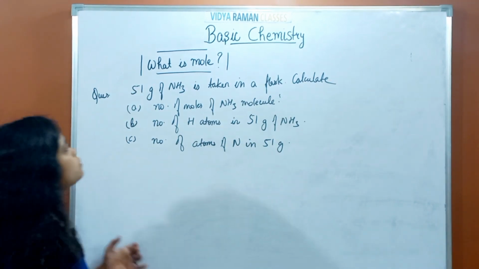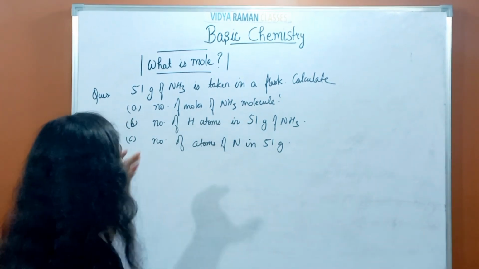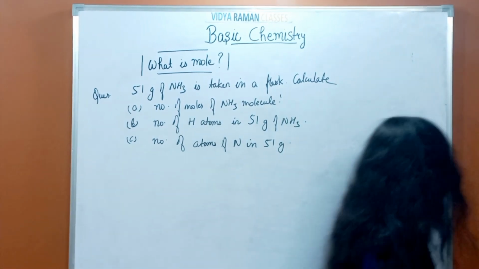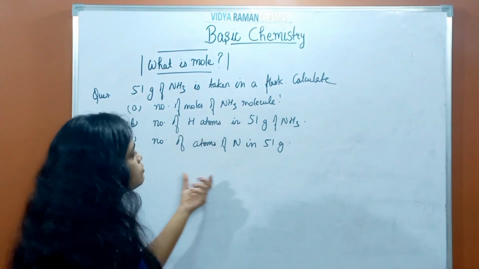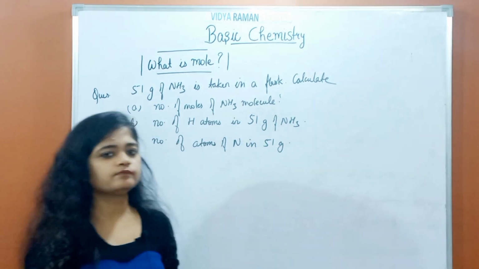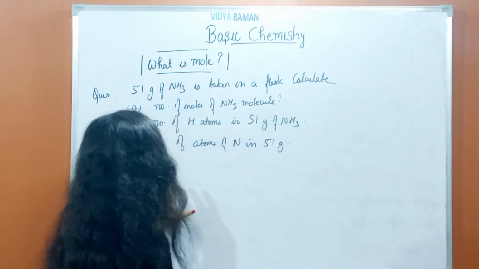So now here is the question. 51 gram of NH3 is taken in a flask. Calculate number of moles of NH3 molecules, number of hydrogen atoms in 51 gram of NH3, number of atoms of nitrogen in 51 gram. I have written the question by myself, so if any inconvenience in calculation, just pardon. So now listen.